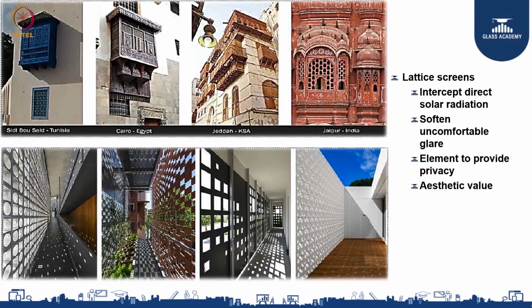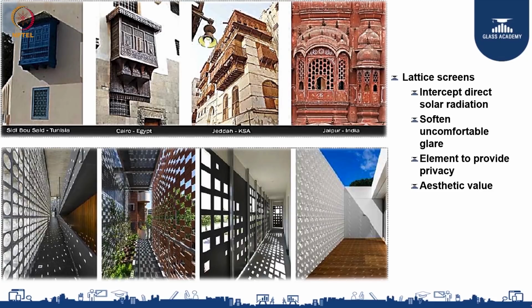So I just wanted to take one example. If you see the lattice screens, and these are across the globe. You can see it in Jaipur, you can see it in Jeddah, you can see it in Cairo, you can see it in Tunisia. In all of these, they had a specific purpose. They were derived because of how we cut out or intercept the direct solar radiation or the direct heat that's going to fall on the building, and also to soften the uncomfortable glare. So we don't want large openings where there's going to be a lot of glare, so screens. Instead of having what we have today, screens inside our glass, these were architectural features.